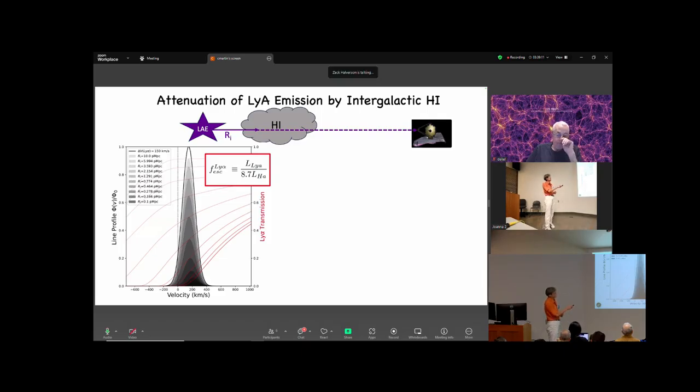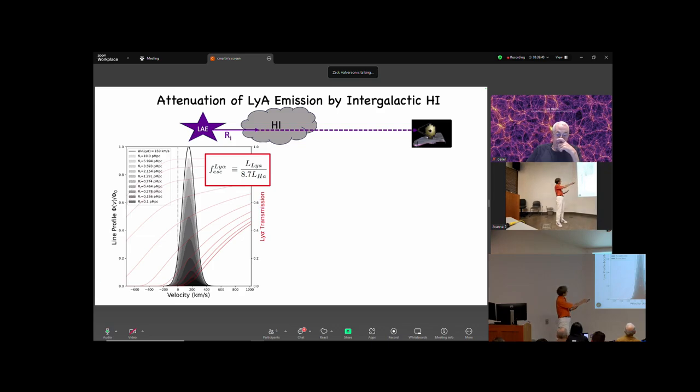And over megaparsec scales, the damping wing of the Lyman alpha profile, which is what's shown here in red, if there's a neutral medium around the galaxy, will attenuate the line. So if the black line here was the emergent profile from the interstellar medium, what the neutral intergalactic medium does is attenuate the line, reduce its intensity.